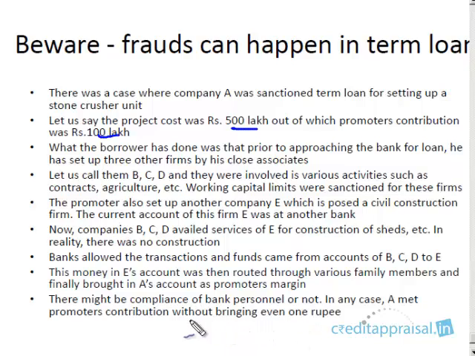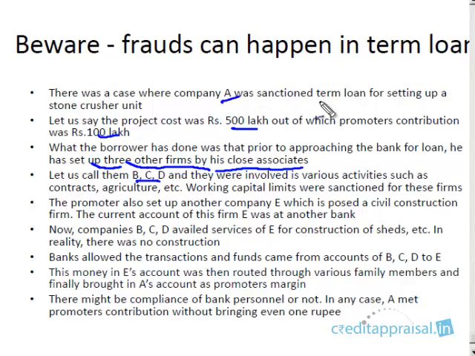What the borrower had done was, prior to approaching the bank for the loan, he set up three other firms. These three other firms were his close relatives, his close associates. Let's call them B, C, D, and A is this firm. He promoted three other firms, not in his name but in the names of his close associates, and they were into various other activities. If I remember correctly, one was into poultry, and so on. The three different activities, and working capital limits were sanctioned to these firms.